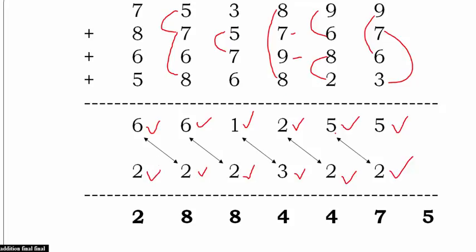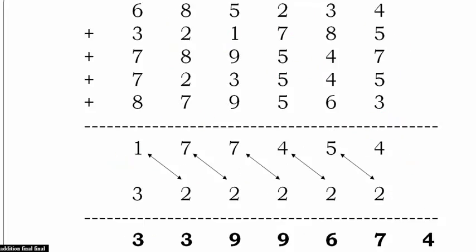Here the rightmost digit will be the 5 over here. The next digit will be 5 plus 2, that is 7. The next will be 2 plus 2, that is 4. The next digit will be 1 plus 3, that is again 4. The next will be 6 plus 2, that is 8. The next digit will be 6 plus 2, that is again 8. And the leftmost digit will be the 2 over here. So our answer will be 2884475. We will see the next problem.